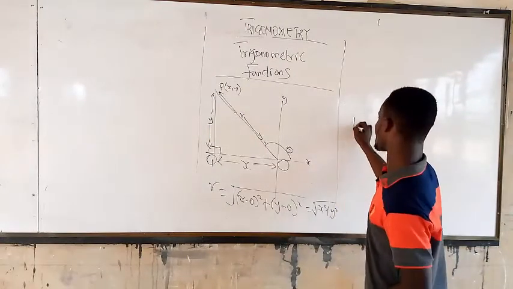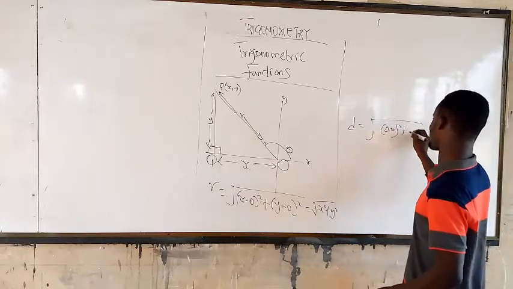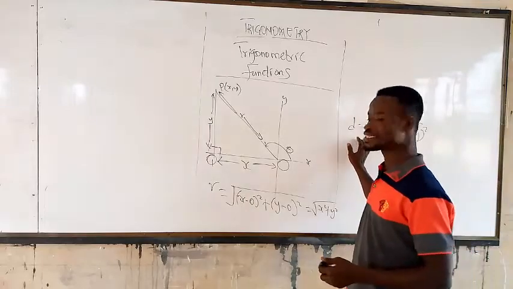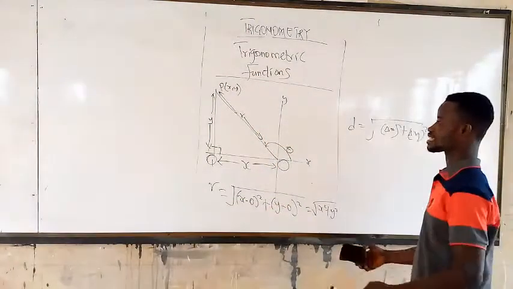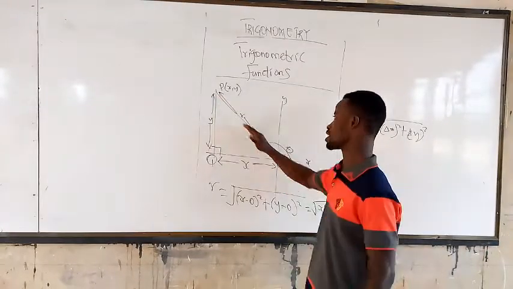We know that a distance is what? The change in x squared plus what? The change in y squared. Alright. But in this case, the distance, we are going to represent the distance by what? The radius. That is the distance. Because to move from here to here is the same as you moving from here to this side.